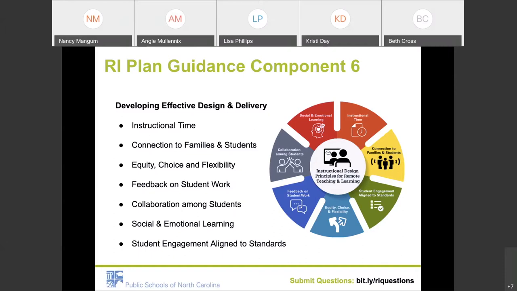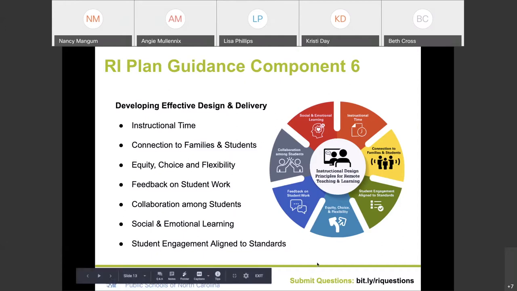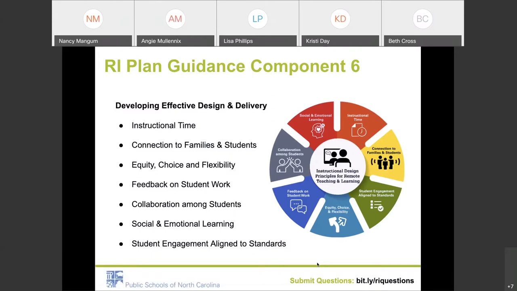Also later on today, we will talk more about student engagement aligned to standards. We'll put a link to the resource in the chat, but you also have it on the slides. The resource here really goes in depth into what each one of these components focuses on. So just know that this is here and that these design principles are a great starting place as you think about what you want teaching and learning to look like in your district during remote learning.